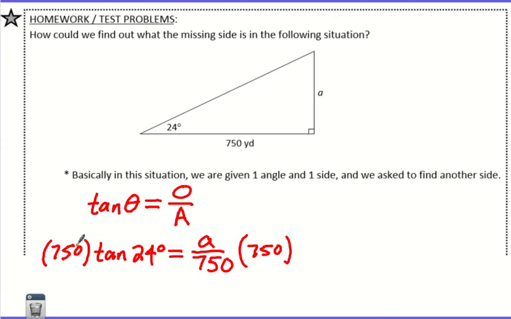So 750 times the tangent of 24 degrees. Make sure your calculator is in degree mode. You're not doing 24 radians, you're doing 24 degrees. And that should be, let's see, approximately equal to 333.922 yards. So we're going to approximate to 3 places. Okay? So that's the answer.